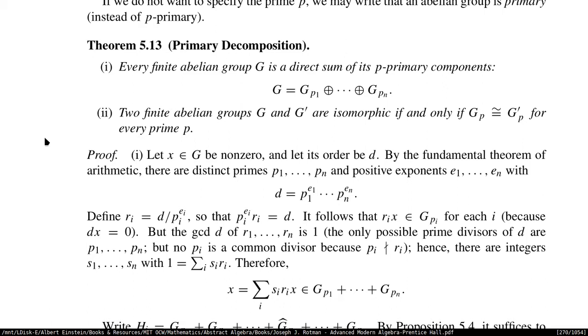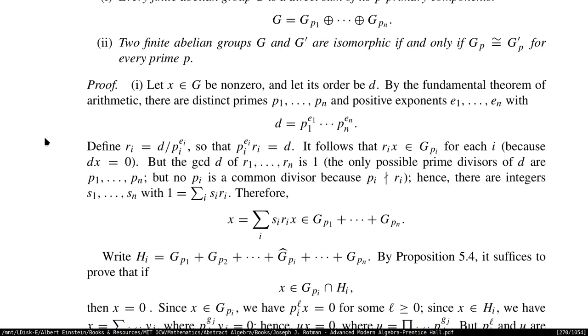And let's go through the proof of this. So you take an element x of G that's non-zero. Let its order be d. Now, as you know, d can be decomposed into distinct primes with exponents. So you write d as p1 to the e1 up until pn to the en. Now what you do is you have these fractions, pretty much, that is ri, and that is equal to d over pi to the ei.